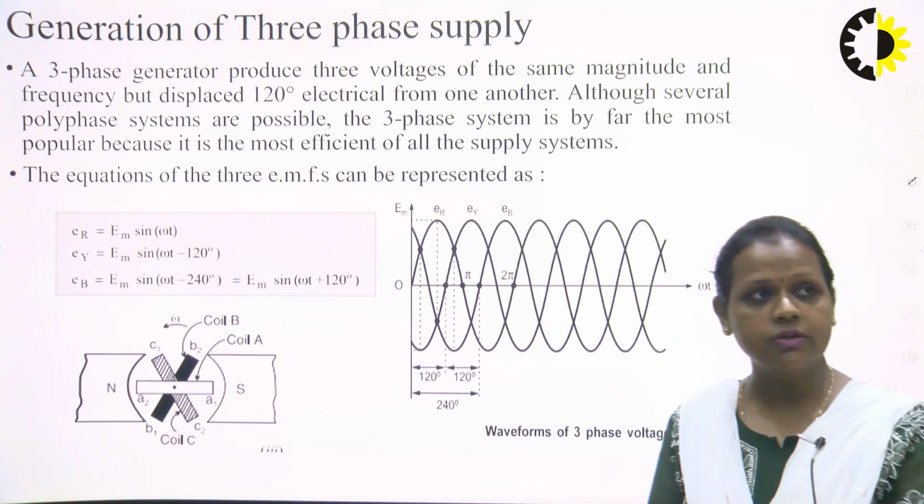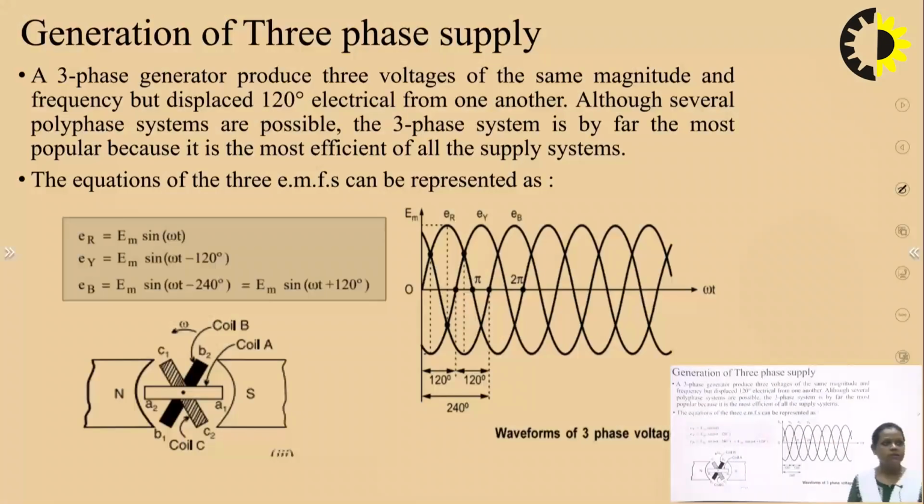So, generation of three phase supply. A three phase generator produces three voltages of the same magnitude and frequency, but they are displaced by 120-degree electrical from one another. And although several polyphase systems are possible, the three phase system is by far the most popular because it is the most efficient of all the supply systems.